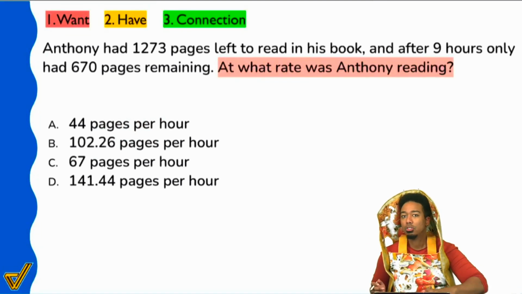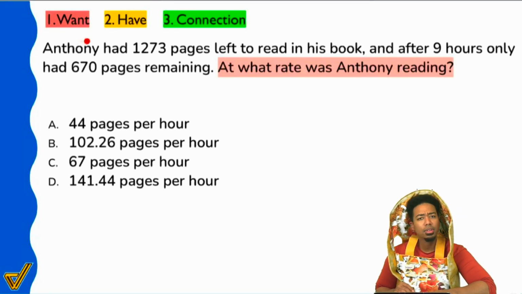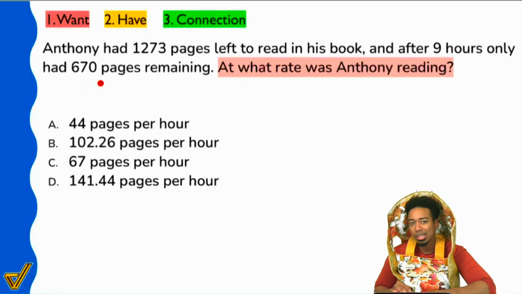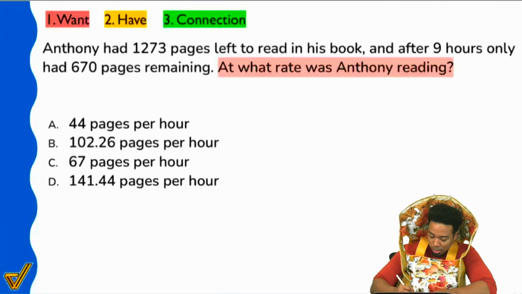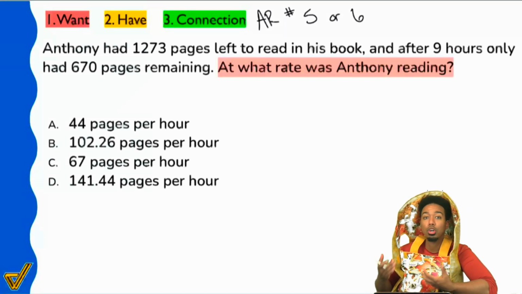That's what that is. So if we take a look at what we have, we see that Anthony had 1,273 pages left to read in his book, and after 9 hours, only had 670 pages remaining. At what rate was Anthony reading? So again, you could treat this like a distance equals rate times time. You could also treat this like a y equals mx plus b. And I'll go ahead and just show you the setup for both. Again, this could be arithmetic reasoning, unit 5 or 6. You know, this can be shown in both ways.